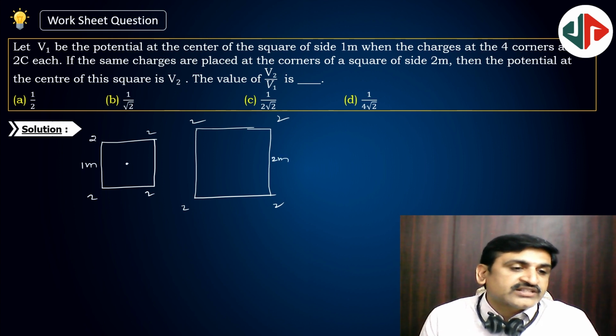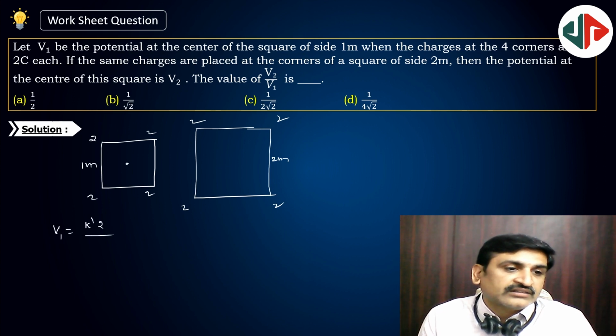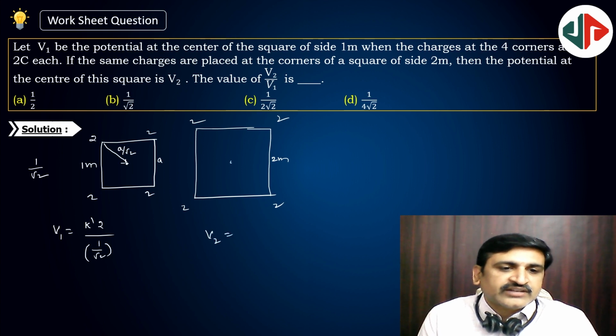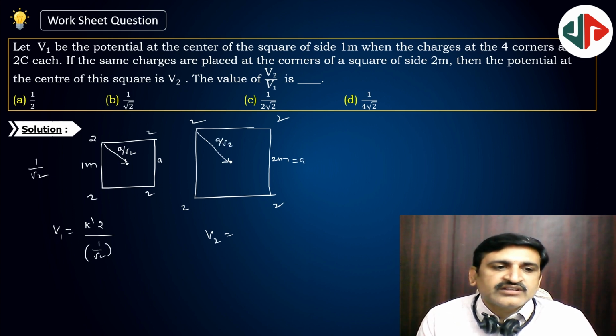Then here the potential V1 is equal to K dash Q by R. This distance is, suppose initially a, this is a by root 2. A by root 2 means 1 by root 2, so I can write 1 by root 2. And V2 is equal to, at the center only, same charges, but this distance will be different, that is a by root 2. Here also a by root 2. So a is 2 meters here, and a equal to 1 meter there. So this is 2 by root 2, so K dash 2 by root 2.